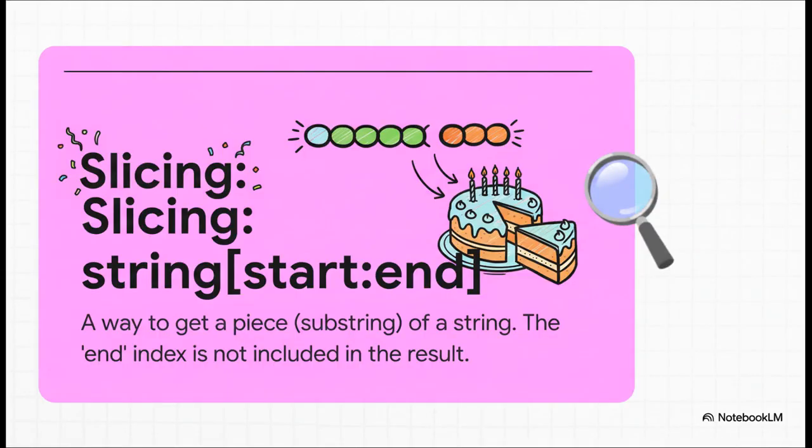So you might be thinking, if I can't change it, what can I do? Well, you can take a piece of it, and this is called slicing. Imagine the string is a big chocolate bar. Slicing is just breaking off a piece for yourself. You just tell Python where to start breaking and where to end. But remember, the end number is not included in your piece.